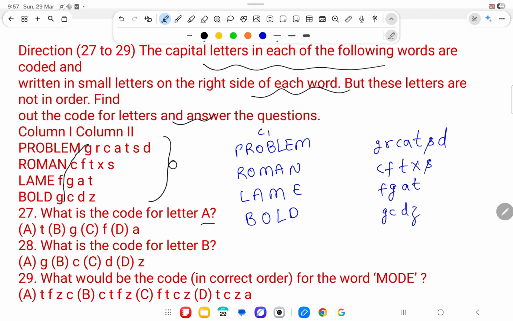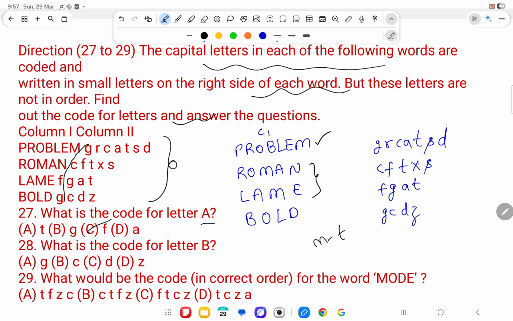So A, we need to find the letter for A. A is repeated in these both letters. Along with these both, any other letter repeated? M is repeated, but M is in the first also. Now first, second and third, what is the common letter? T. So M is for T. Then A is for, only second and third, what is common? F. So A is for F.